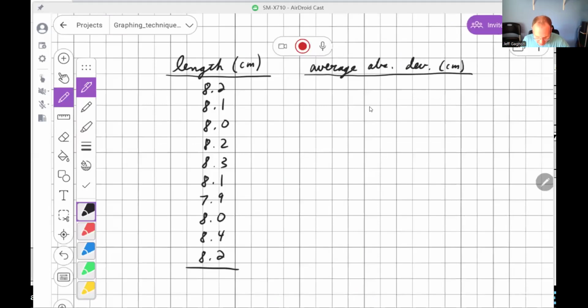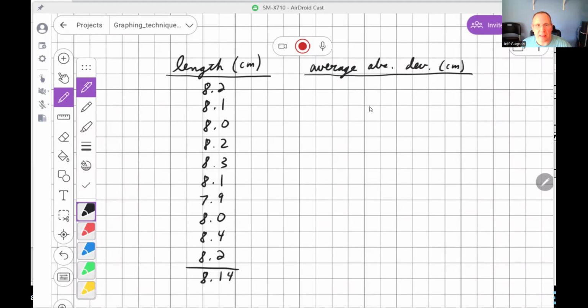Okay, so here I have the 10 measurements of length written out in that column. The first thing that you need to do in order to calculate PRAD is find the average of those values. So in this case, I need to find the average of these 10 values. So how do I do that? I simply add up the 10 values and divide by 10, right? If you do that, you're going to get the result of 8.14.